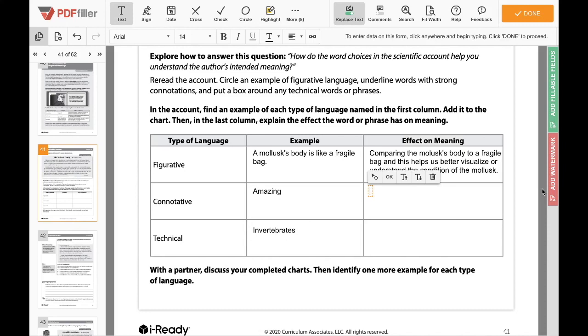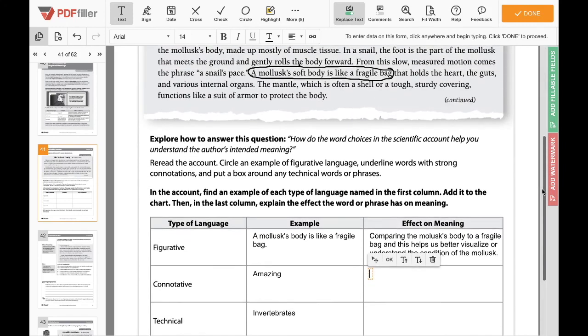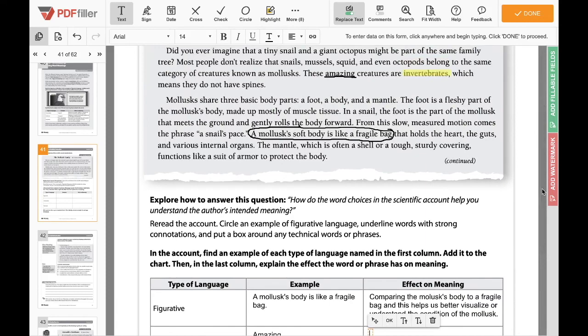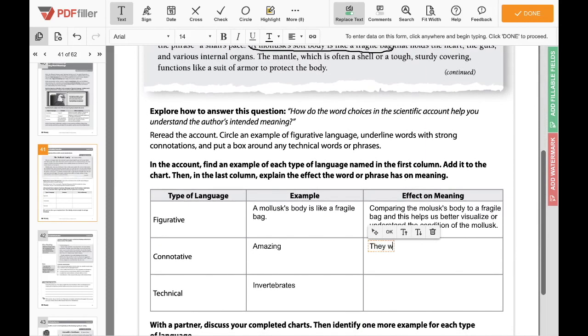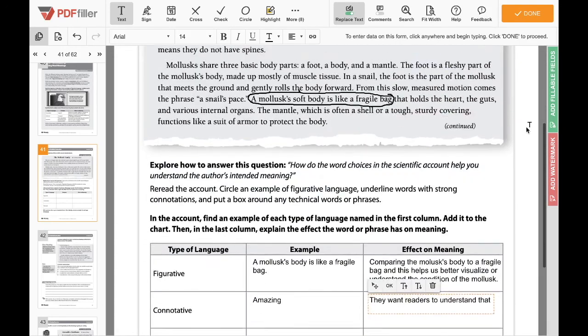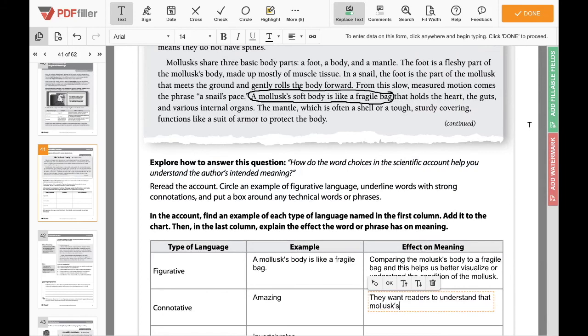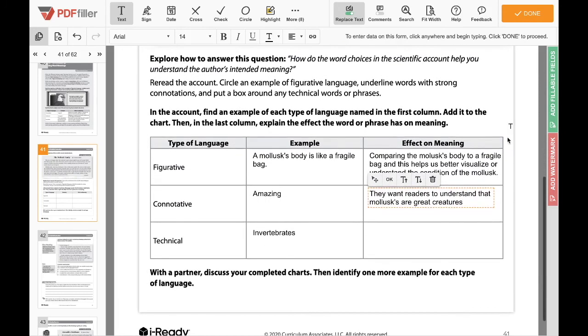So amazing. This is pretty self-explanatory. What are they trying to help us to understand by saying that they are amazing? They want readers to understand that mollusks are what? They're great creatures, right? They're not evil creatures or bad creatures. They're amazing creatures, right? They want us to understand that mollusks are good and that they appreciate them.